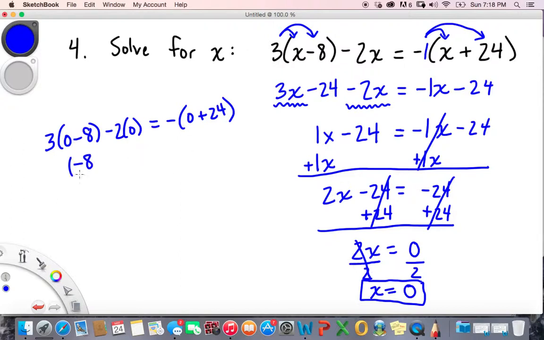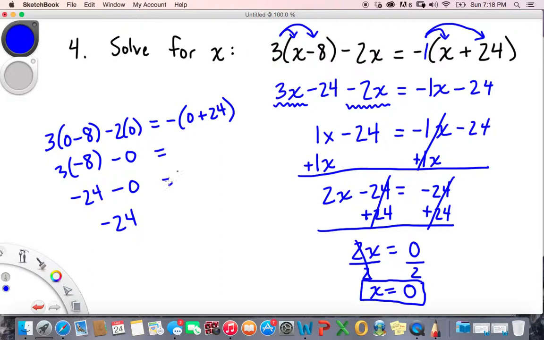So 0 minus 8 is negative 8. I want to multiply that by 3, and that's going to give me negative 24. Over here I had a minus 2 times 0. That's just minus 0. So this whole side of the equation simplifies to negative 24. Minus 0 just doesn't do anything.